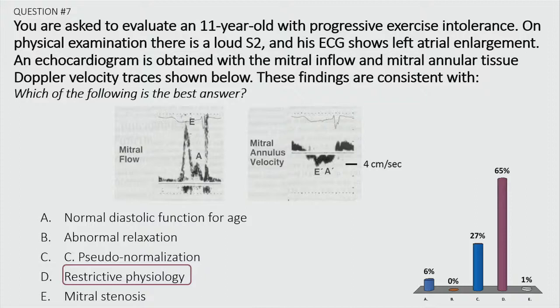Abnormal relaxation, for that phase, we typically would see the E wave less than the A wave. You might still see a decreased E prime in that setting, but probably not this decreased. Pseudonormalization is a reasonable thought. However, the E to A ratio is too high to account for that. And so that's why D, the restrictive physiology, which has the E to A ratio here clearly greater than 2, is the better answer. And mitral stenosis, you wouldn't see these patterns. You'd see increased flow velocity in a different pattern and wouldn't expect to see the diminished tissue Doppler E prime.